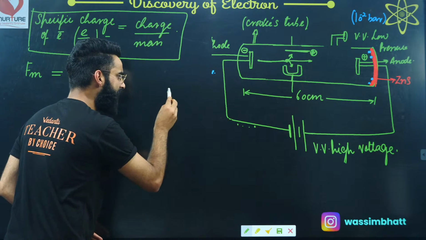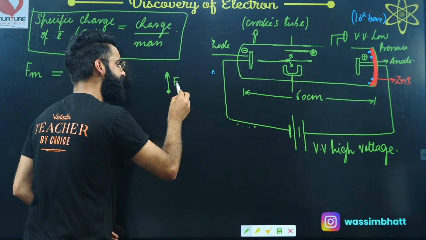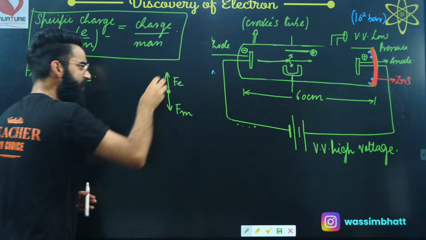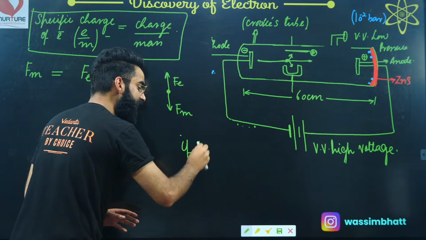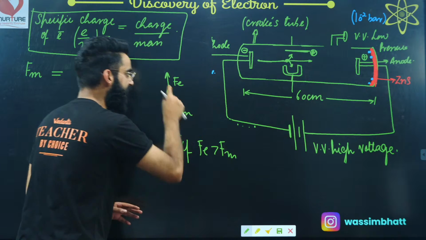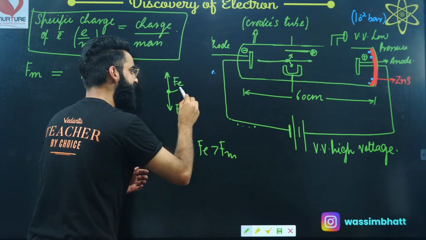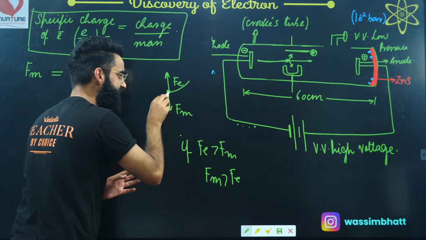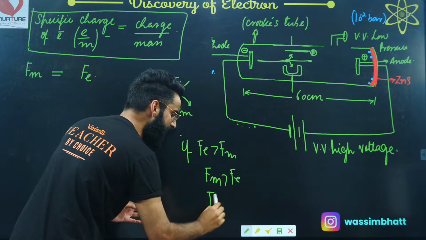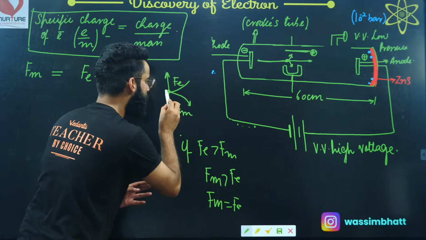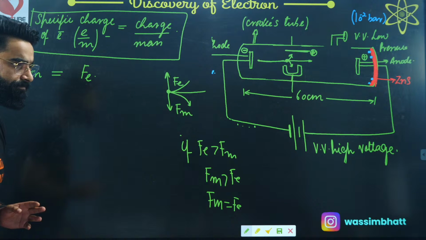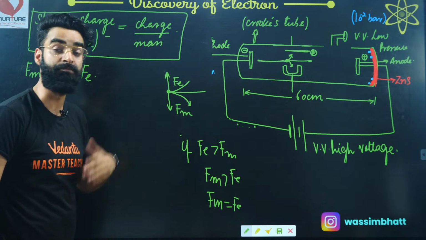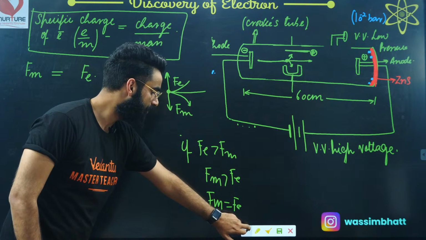So basically, this is the particle. In this direction, the particle is experiencing electric force. In this direction, the particle is experiencing some magnetic force. I'm giving you the condition. If Fe is greater than Fm, the particle will slightly get deviated towards this direction. If Fm is greater than Fe, the particle will get deviated in this direction. If Fm is equal to Fe, the particle won't get deviated. It will pass in a straight line. So after balancing these two forces, the particle moved undeviated.